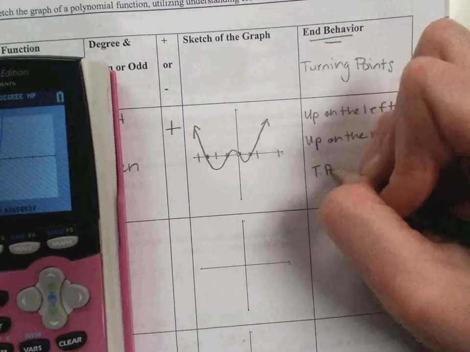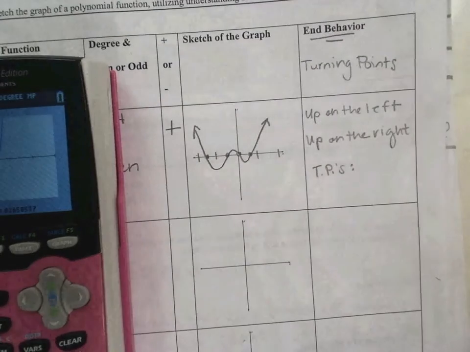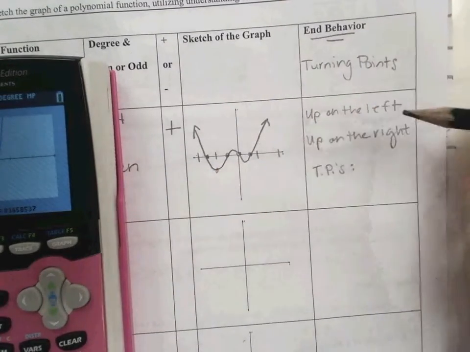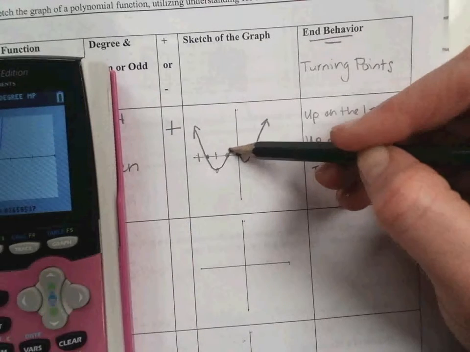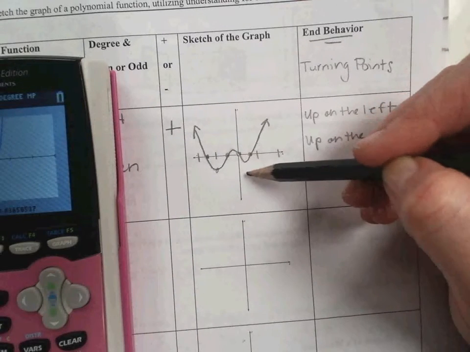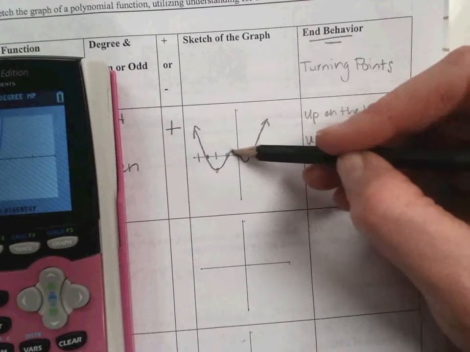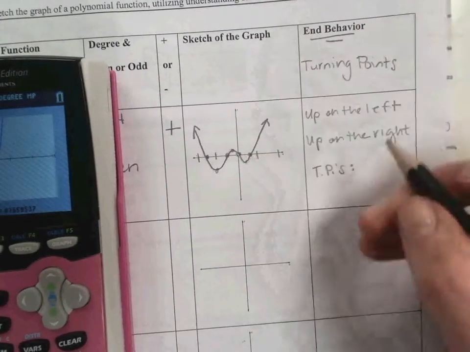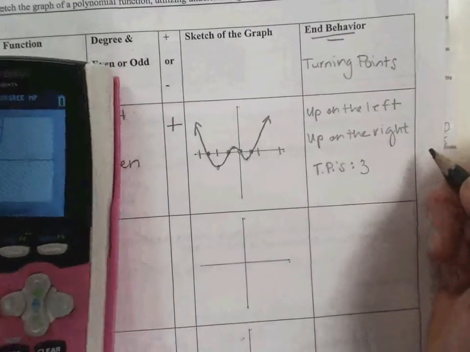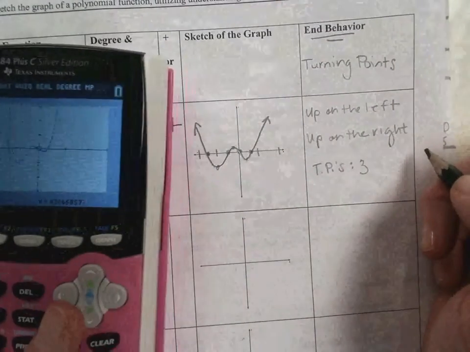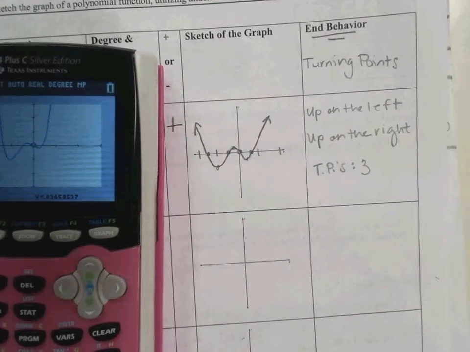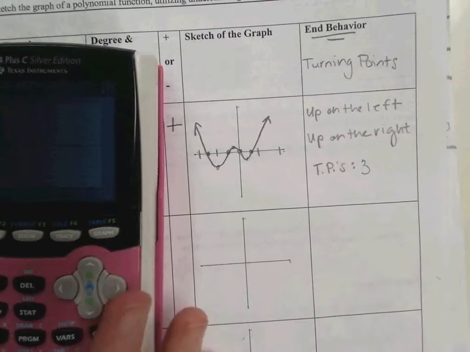I'm going to use TP for short, for turning points. Notice it goes down and then up. That would be a turning point. Mine's kind of scrunched up, so I'm not sure. It's going up and then down. That'll do. There's another turning point. And then it's going down and then up. So there are 3 turning points. It doesn't surpass our degree, so we're within our limits. That's good.